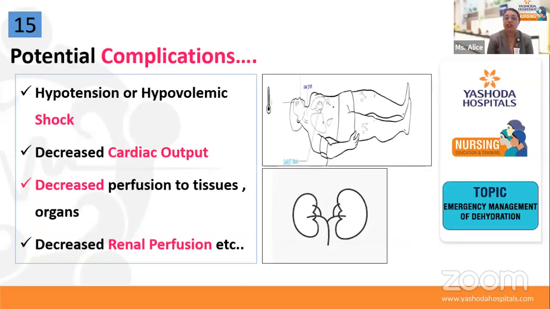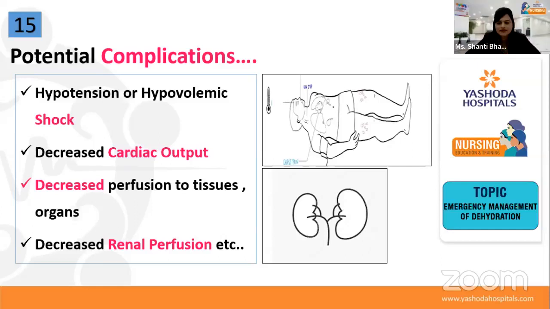Now let's see the potential complications of dehydration: hypotension or hypovolemic shock, decreased cardiac output, decreased perfusion to tissues or organs, decreased renal perfusion, etc. I think these are the potential drawbacks of dehydration if left untreated. These complications are mostly related to the intravascular volume.